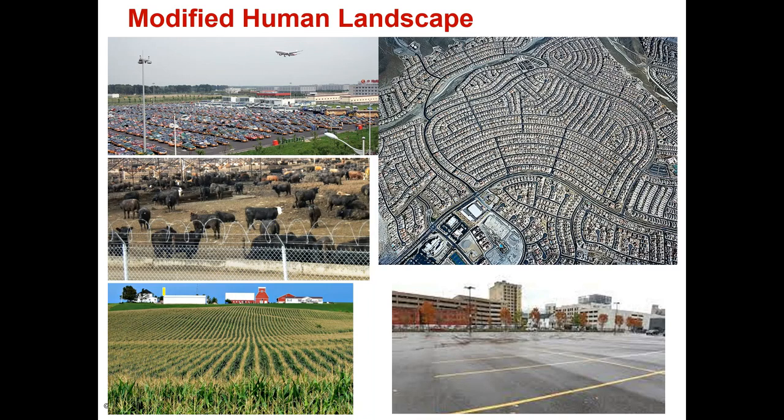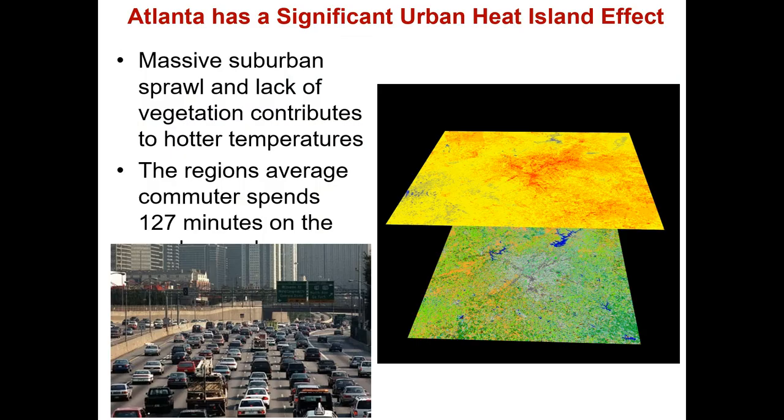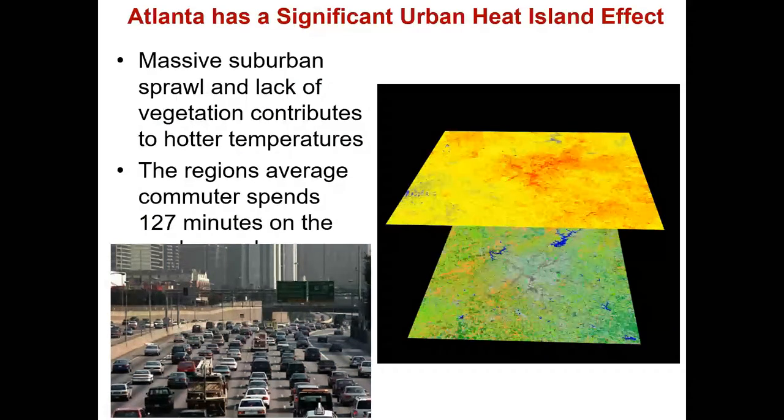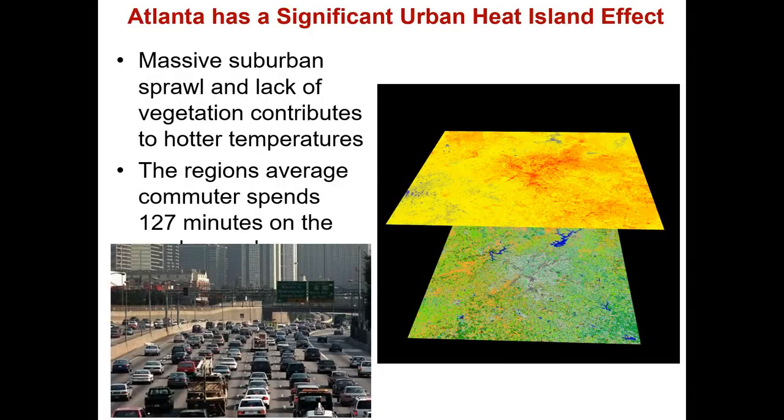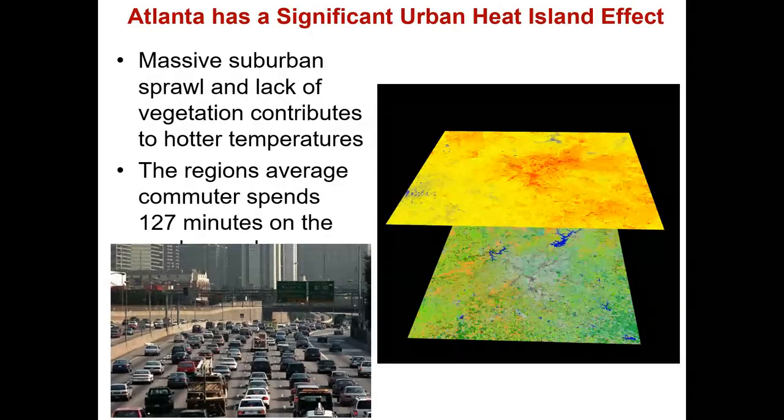Areas that are protected like national parks and national forests are a remnant of what North America was before it was industrialized and changed. So one major issue in North America, a big environmental issue that's especially bad here, is the urban heat island effect.